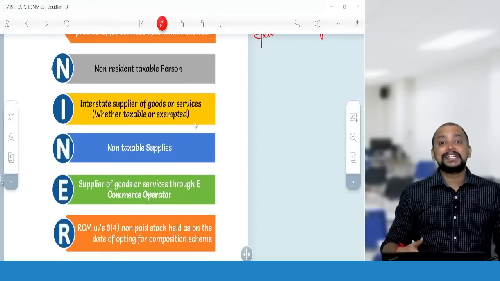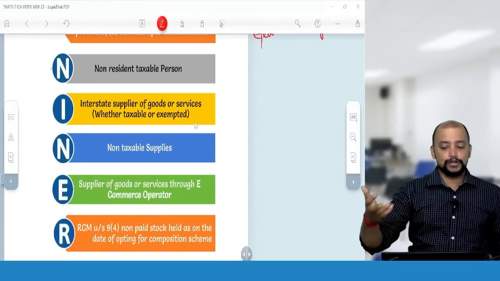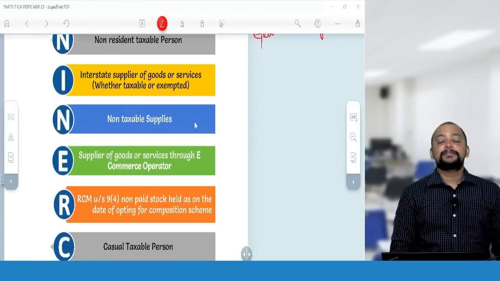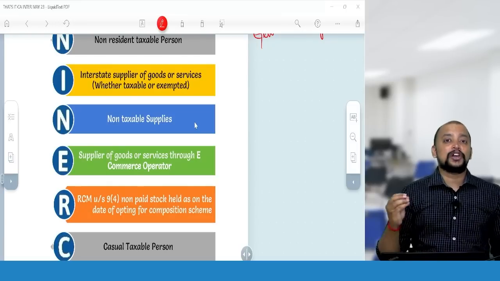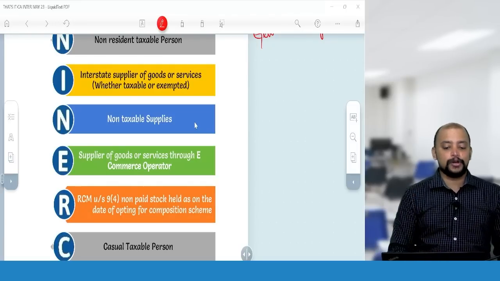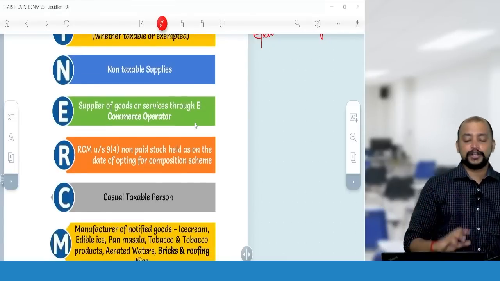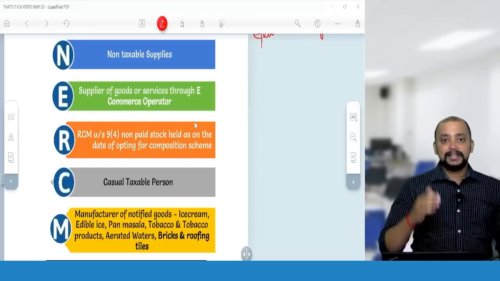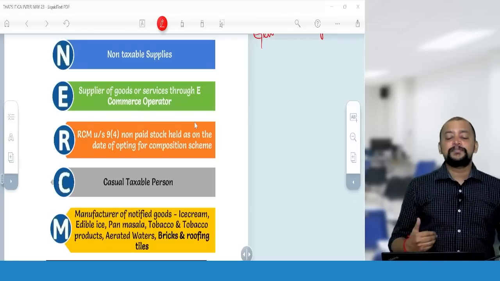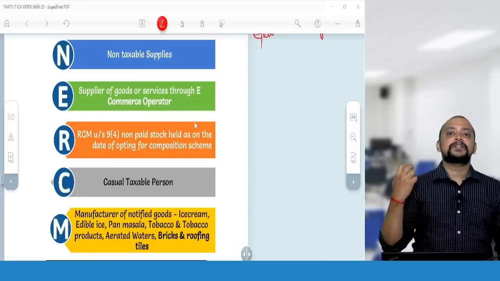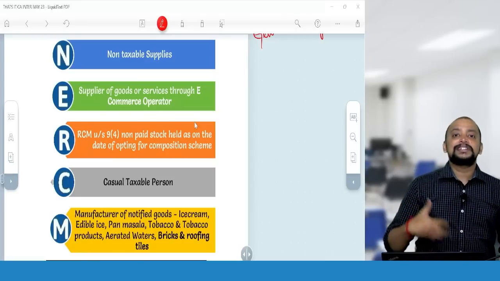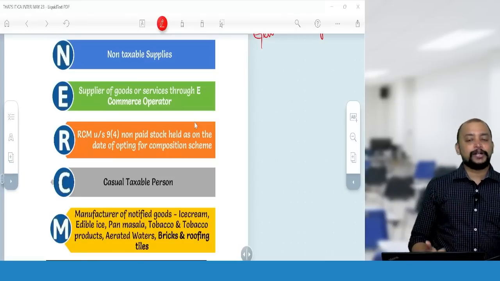Then a person who is making interstate supply of goods or service also cannot opt for composition scheme. And a person who is making non-taxable supplies, that is alcoholic liquor and petroleum products, cannot opt for composition scheme. Then a supplier of goods or services through an e-commerce operator also cannot opt for composition scheme. Then S9, R for RCM 9(4), that is inward supply from an unregistered person on which GST is not yet paid. So that person also cannot opt for composition scheme.